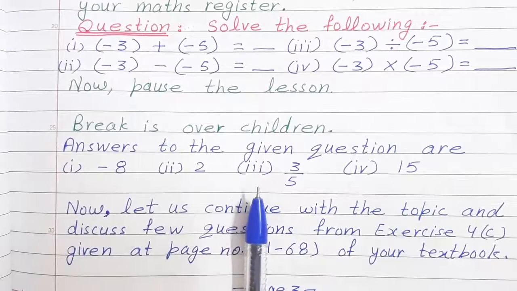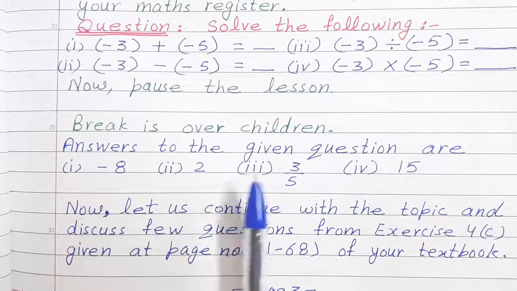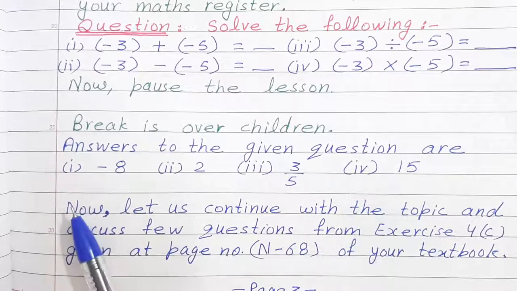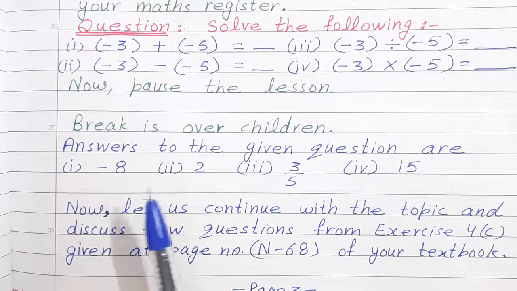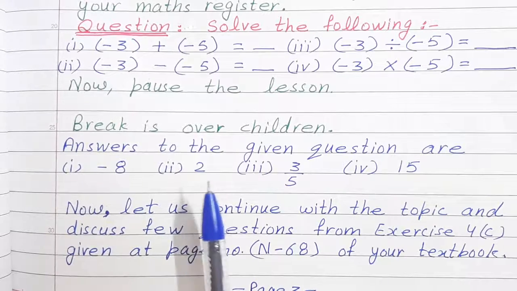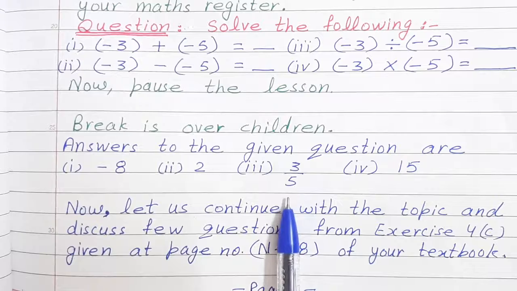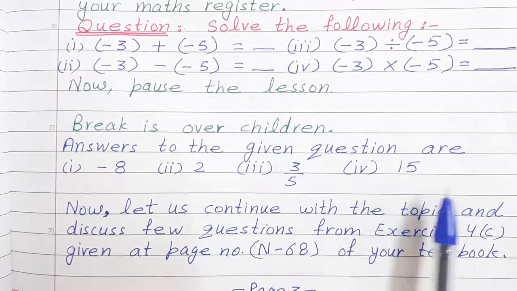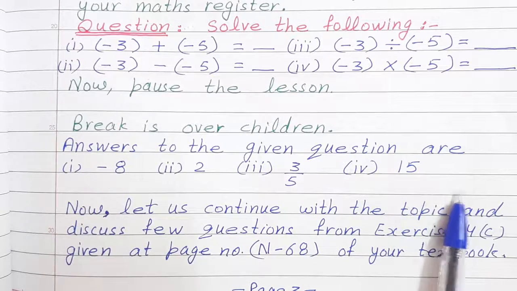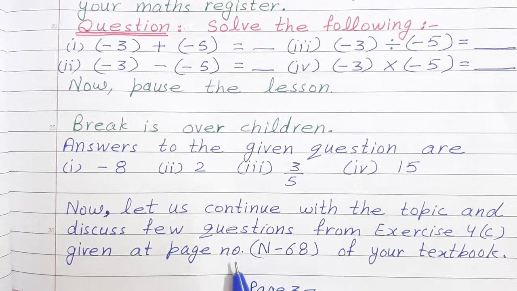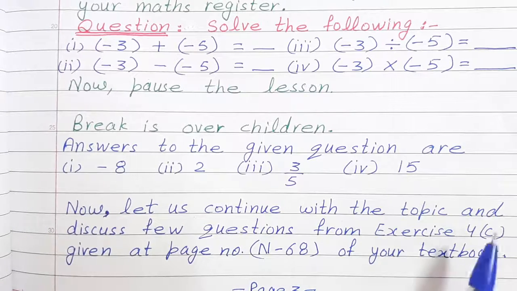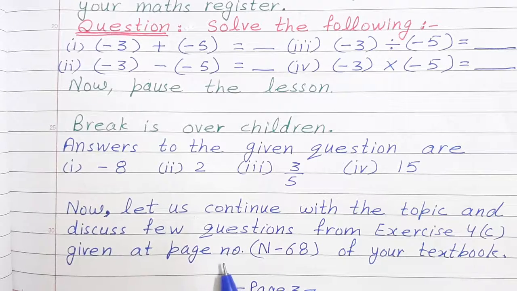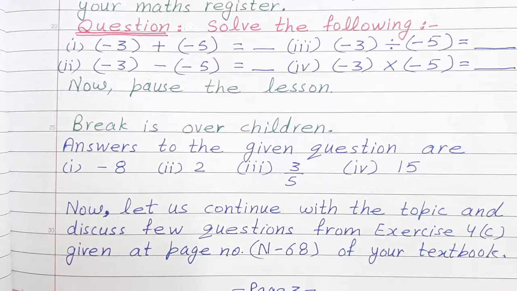Break is over children. Now the answers to the given questions are: first part, minus 8; second, 2; third, 3 upon 5; and fourth, 15. Now let us continue with the topic and discuss a few questions from exercise 4C given at page number N68 of your textbook.